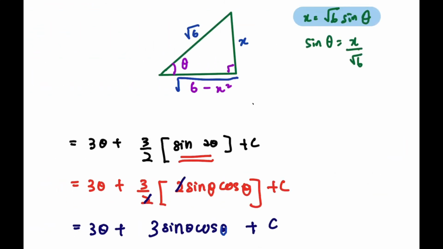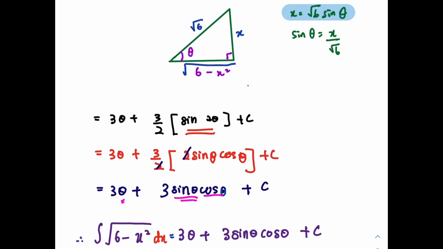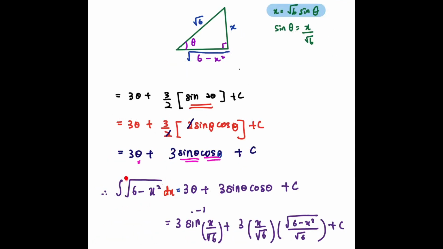So now let's focus on our answer just now. So this is 3 theta plus 3 over 2 sine 2 theta plus c. Let's open up sine 2 theta. This is just 2 sine theta cos theta. So now this is a common term. You can cancel out. So now let's open up everything. We have 3 theta plus 3 sine theta cos theta plus c. So now we are ready to substitute the value of theta. And we have sine theta and also we have cos theta. Now we refer to our triangle. So let's rewrite back the question. Integrate of root of 6 minus x squared dx. And this is our answer in terms of theta.